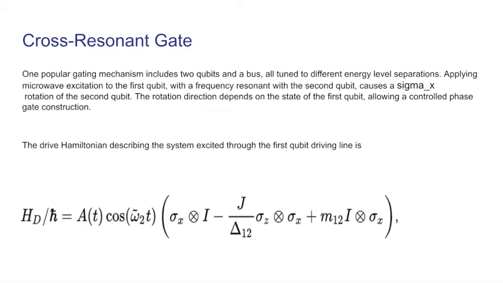The drive Hamiltonian describing the system excited through the first qubit driving line is given in the equation that follows, where a(t) is the shape of the microwave pulse in time. Omega 2 bar is the resonance frequency of the second qubit. I, sigma x, sigma y, and sigma z are Pauli matrices. J is the coupling coefficient between two qubits via the resonator. Delta 12 is omega 1 minus omega 2, that is the qubit detuning. M12 is the unwanted coupling between the qubits, and h bar is h by 2 pi, where h is the Planck's constant.